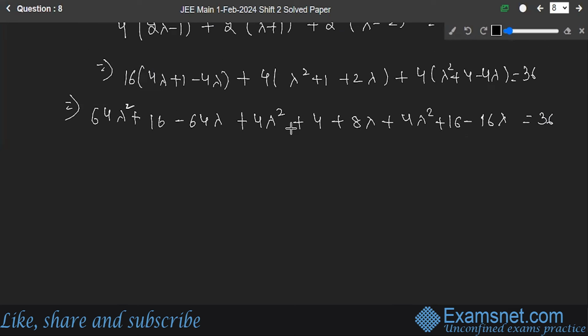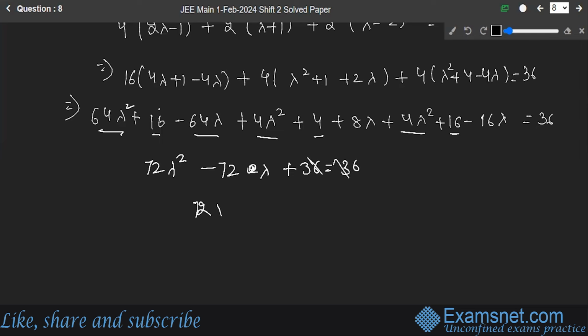So here we have lambda square, and from here, 64, 4 and 4, you have 72 lambda square. Then you have 64 lambda, and this will be minus, so this is minus 72 lambda again. And here, we are done with this, 16, 20 and 16, so 32 and 36 is equal to 36. These two will cancel, taking 72 lambda common, you have lambda minus 1 is equal to 0. So this gives me either lambda is equal to 0 or lambda is equal to 1.